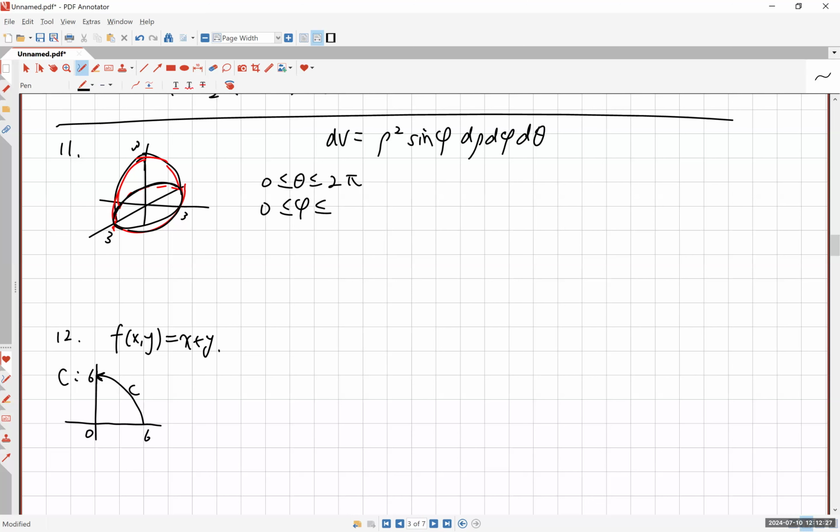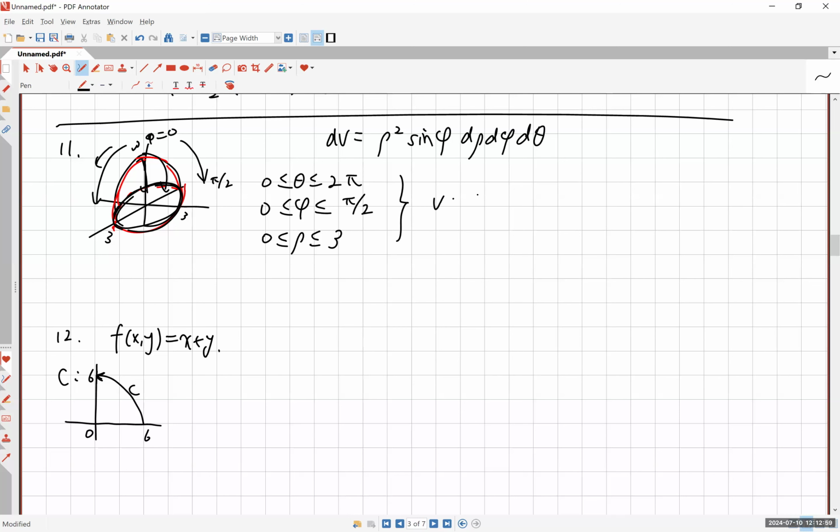Phi goes from 0, which is here, all the way to where you hit the xy plane. And that's pi over 2, 90 degrees, right? From here, you go 90 degrees in all directions to get to the equator of the sphere, which is the boundary of this hemisphere. And so 0 to pi over 2, those are the bounds for phi. And then rho, of course, goes from 0 to 3, so you get the solid without any holes inside. And so that's pretty much it.